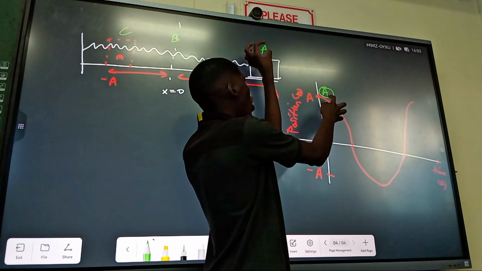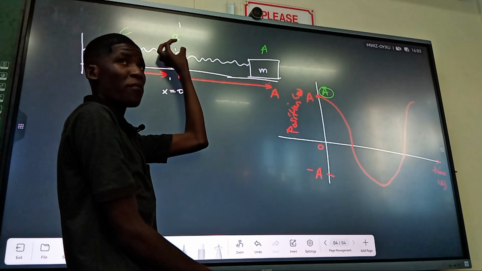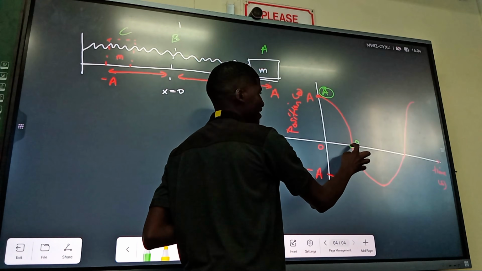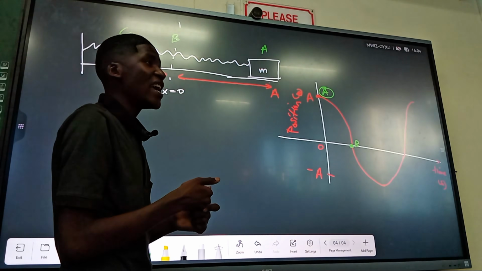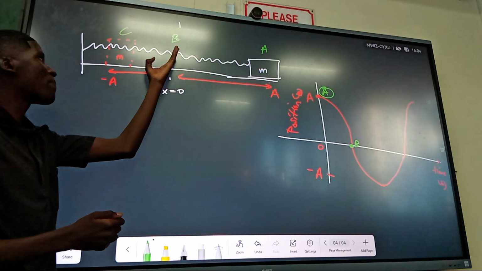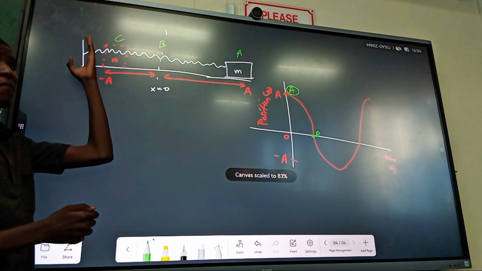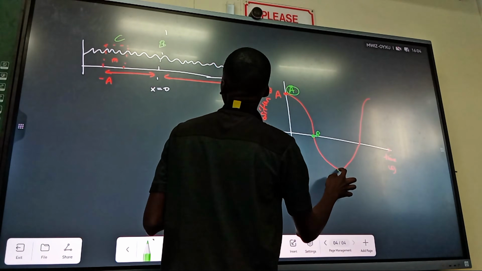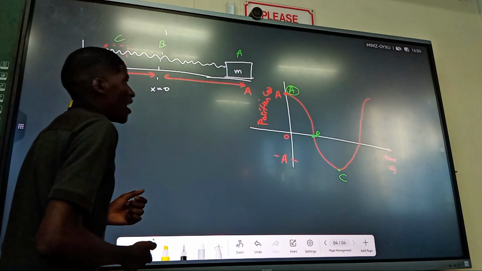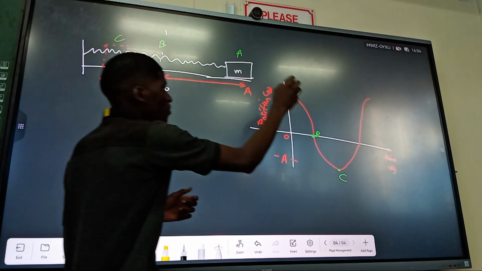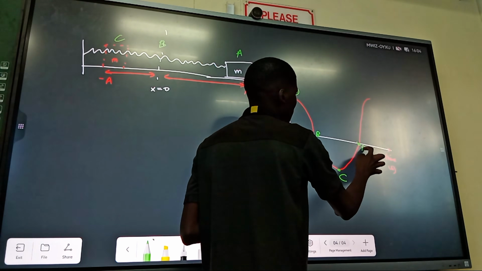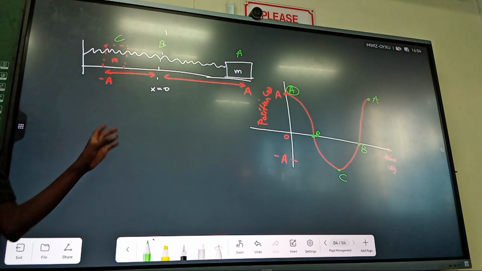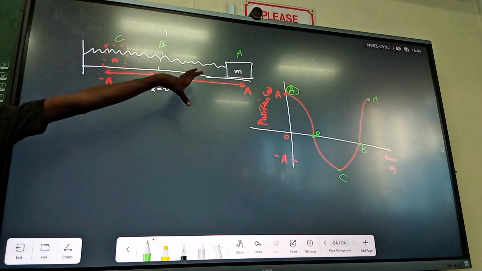When you release the block, it went to the equilibrium position. So this is position B, the equilibrium position where the displacement is 0. And then it passed the equilibrium position to the left by the same amplitude. So this is position C. And then it came back to the equilibrium, and then back to where it started. So this is how you represent that using a what? A cosine graph.